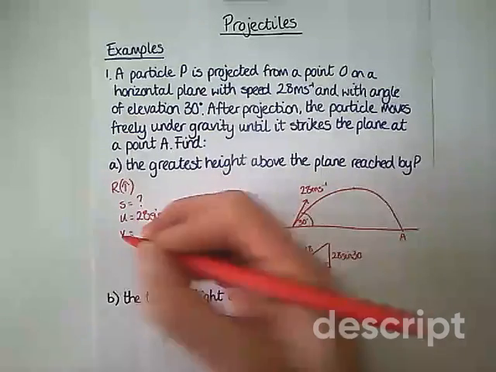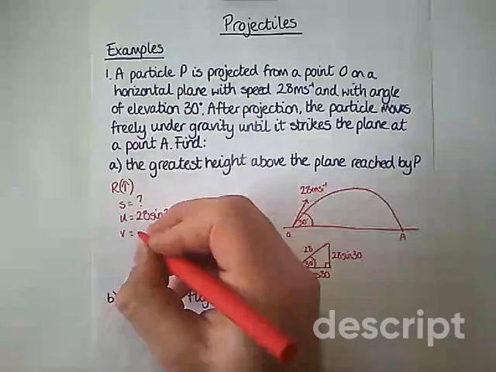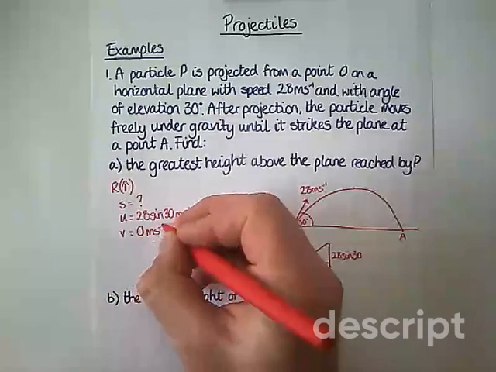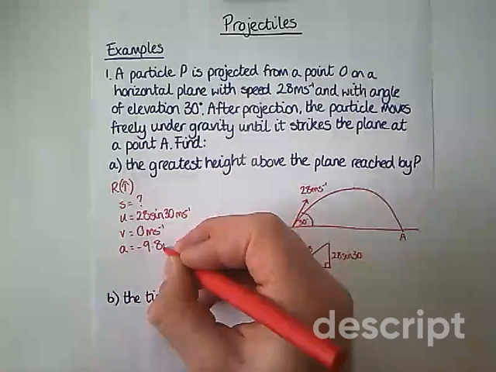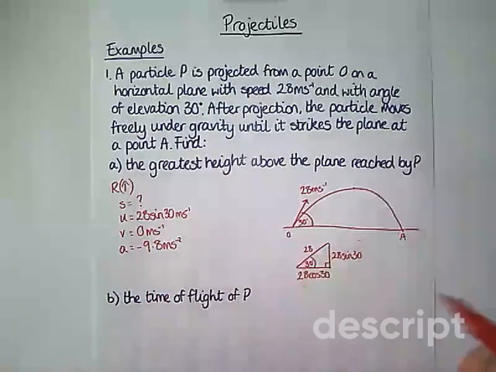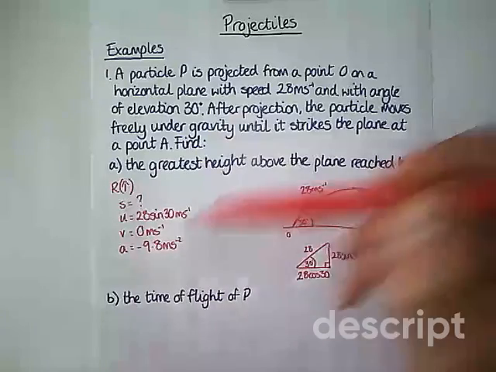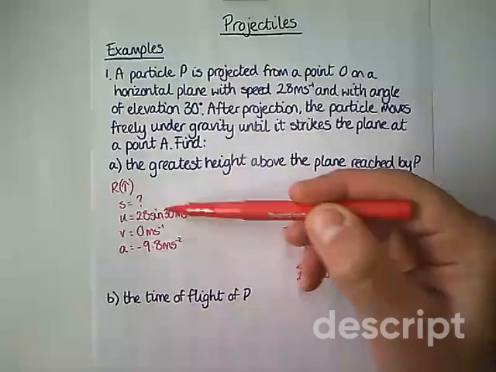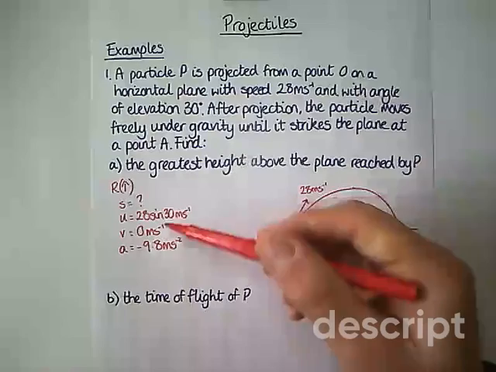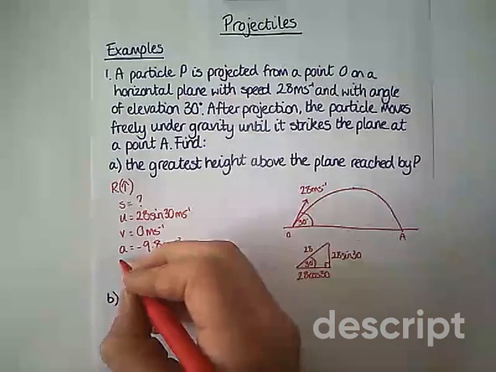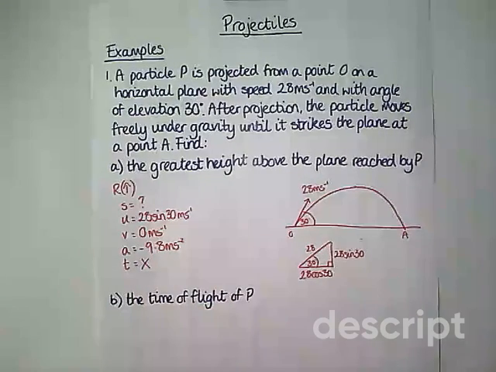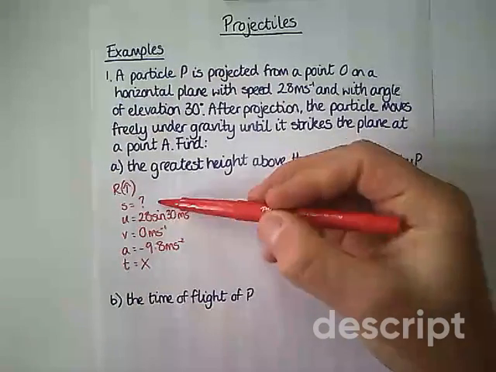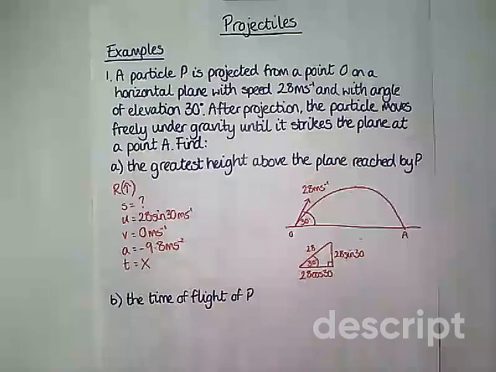And we want to know when the vertical velocity becomes 0. Our acceleration is due to gravity, so that is minus 9.8 meters per second squared, because gravity is acting downwards, whereas this vertical component of our initial velocity is acting upwards. Okay, so they're opposite directions, so therefore they have opposite signs. We don't have the time, and we don't need to find the time for this question, so let's cross that out. So we want a Suvat equation that doesn't have t in it.